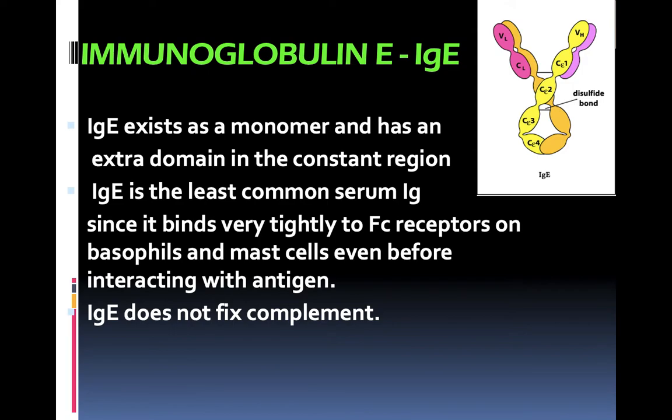If you've been reading, most of the time, about allergic reactions, you can encounter IgE together with mast cells and basophils. So they're least common in terms of serum prevalence because we expect that they are tightly bound to the Fc receptors of mast cells and basophils, and IgE does not fix complement unlike the others. Okay, so here we can see the representation of IgE.